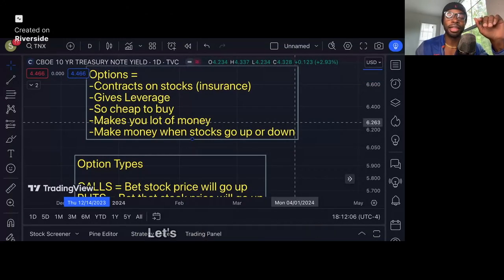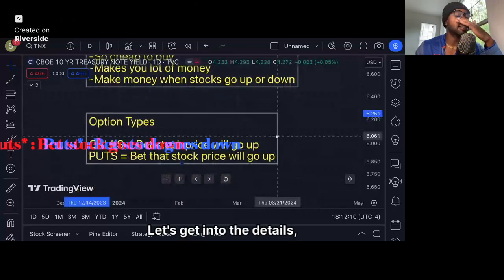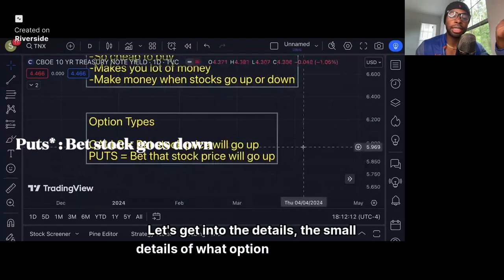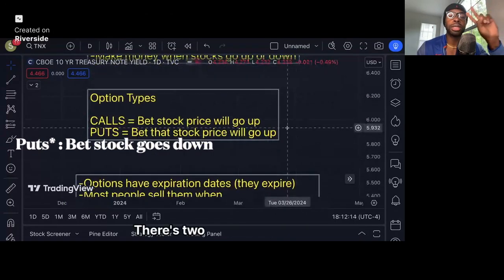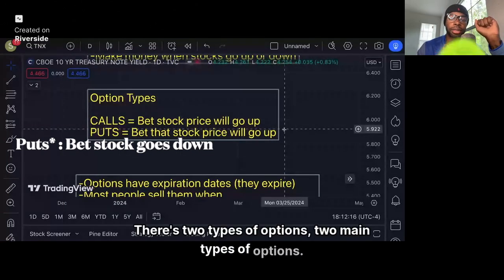Okay, let's get into the details, the small details of what option types there are. Okay, there's two types of options, two main types of options.